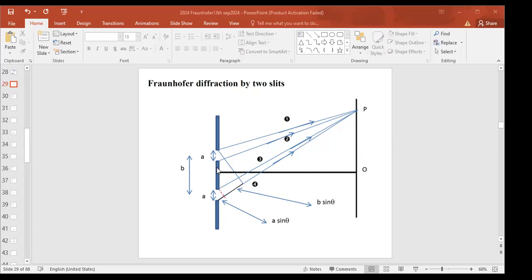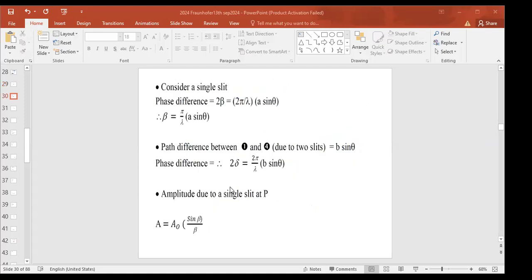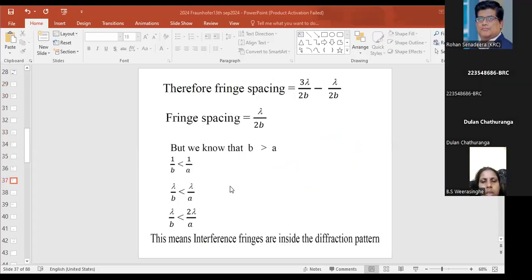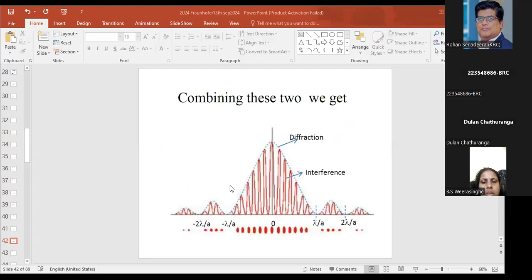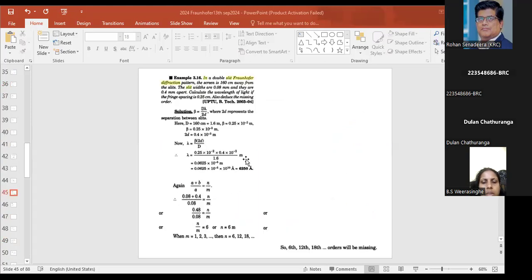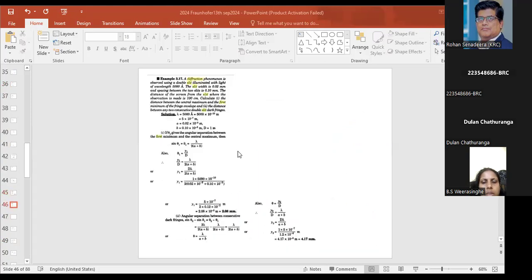By considering this is b and a by 2 like that, don't do those things. Simply you use b as the center to center distance. So therefore, when you are doing all these questions, be careful about that. Forget about these mathematical things. You just go through these questions. These are the way you can have the questions.